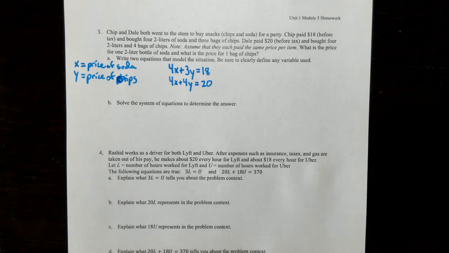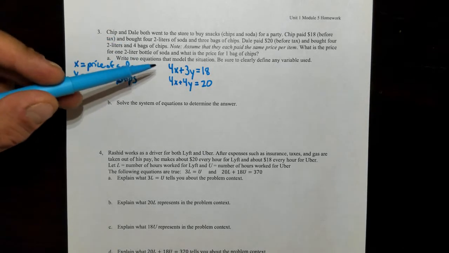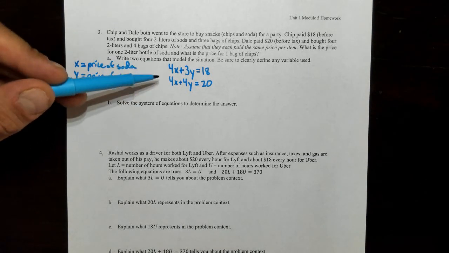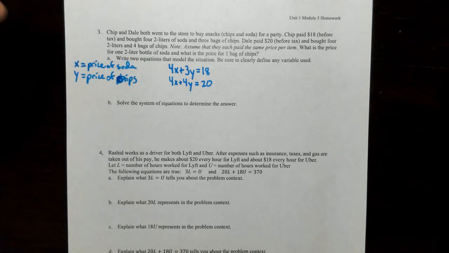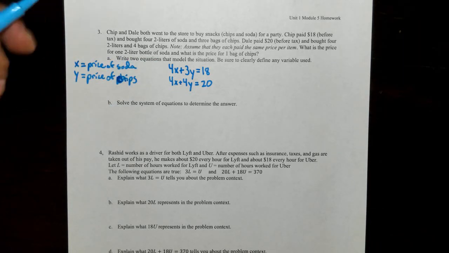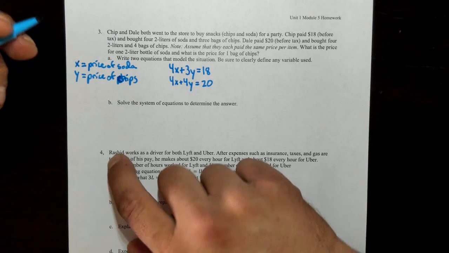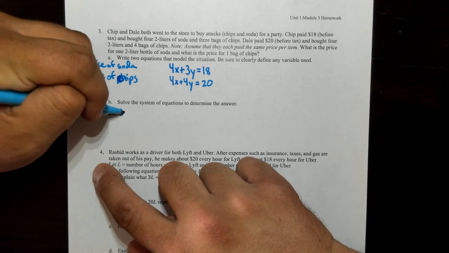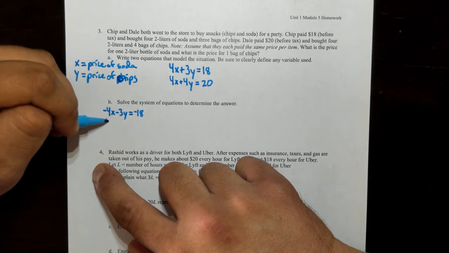Let's go ahead and solve this system. I'm going to use elimination here, because I can see if I multiplied one of the equations by a negative, one of these 4x's will zero out. So I'm going to multiply the first one by negative. The first equation is going to become negative 4x minus 3y equals negative 18. And the second equation I'm not going to do anything to.